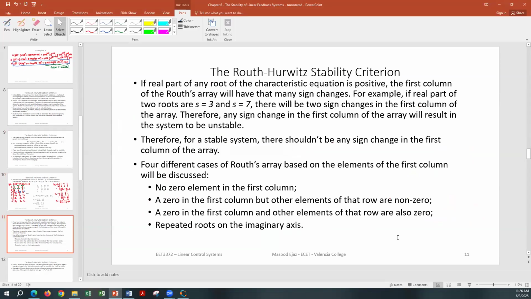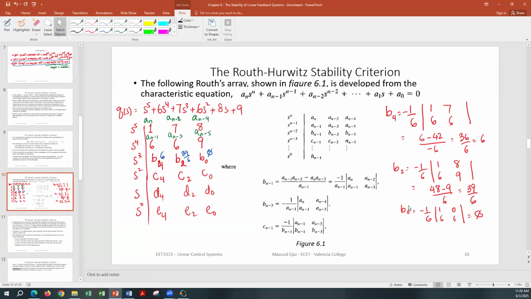Therefore, any sign change in the first column of the array will result in the system being unstable. So one of the conditions is, once you create the array, if you have any sign change in the first column, from positive to negative or negative to positive, the system is going to be unstable. And again, we don't really have to create the array to know if the system is stable or unstable, because we can always find the roots of the characteristic equation, right?